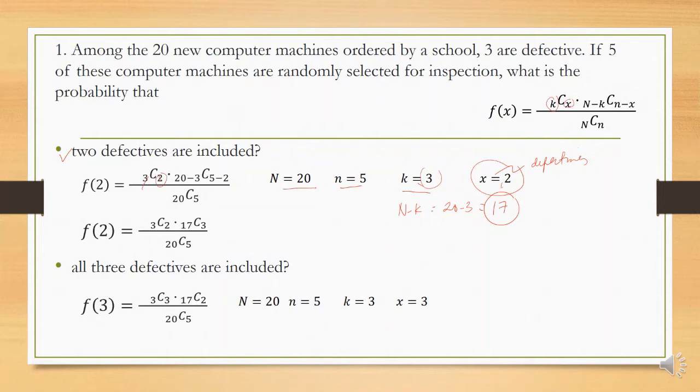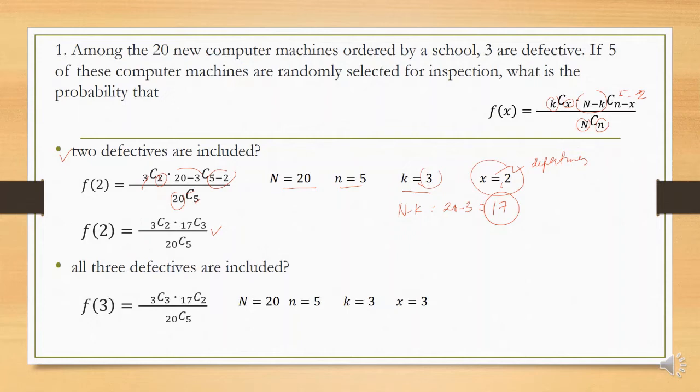Ayun siya. 20 minus 3, this is n minus k. At yung n minus x na maliit, this is 5 minus 3. Kaya meron, 5 minus 2, sorry. So, meron tayong 3 dyan. And sa ilalim may n na malaki at n na maliit. So, 20 and 5. So, you just have to identify ano yung n na malaki, ano yung n na maliit, ano yung k, ano yung x, and blindly substitute. And that will give us the combinations.